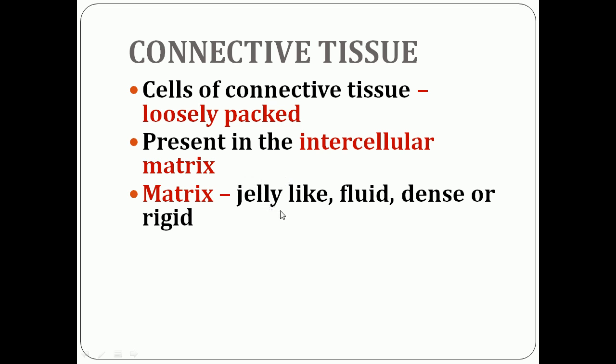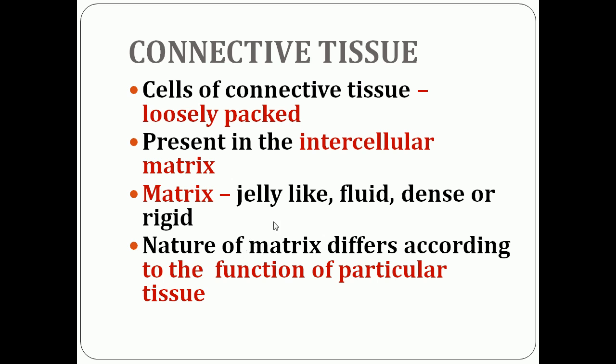The matrix will be jelly-like, fluid, dense or rigid. The nature of the matrix differs according to the function of a particular tissue. We know that different tissues perform different functions. So the nature of the matrix, whether jelly-like, fluid, or rigid, depends on the function of the particular tissue.